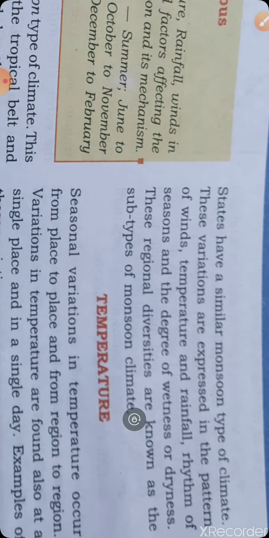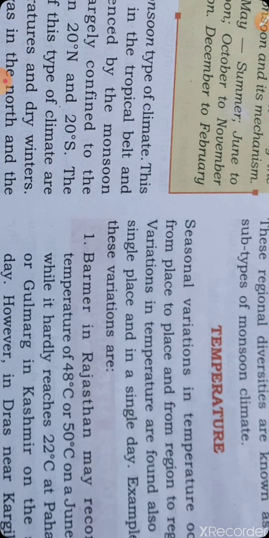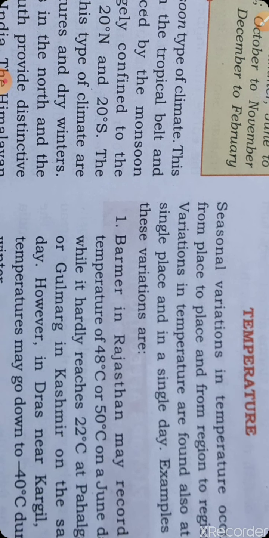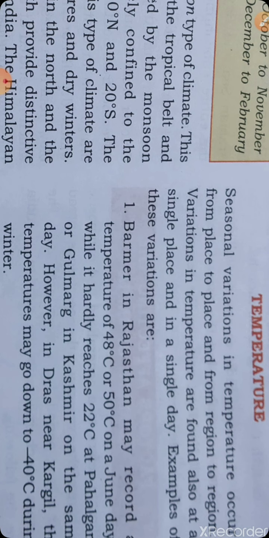These variations are expressed in the pattern of wind, temperature and rainfall, rhythm of seasons, and the degrees of wetness or dryness. These diversities are known as subtypes of monsoon climate. Let us see what the temperature variations are. Seasonal variation in temperature occurs from place to place in the regions of India. Variations in temperature are found at a single place and on a single day. For example, these variations can be discussed below.